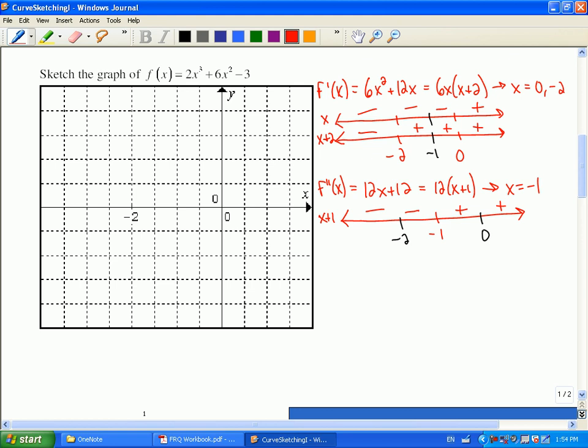So just like before, I'm interested in the overall effect. So the overall effect here is a positive. The overall effect here is a negative. The overall effect here is a negative. And the overall effect here is a positive.